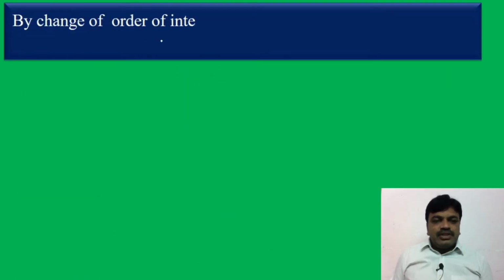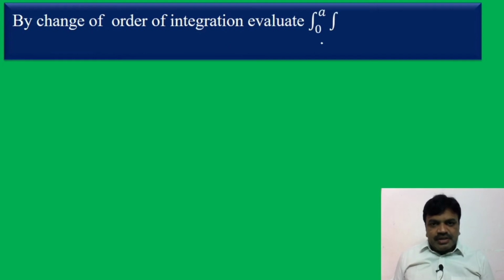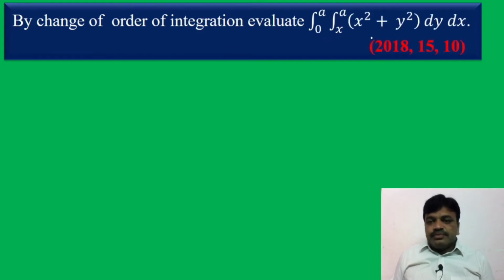By change of order of integration, evaluate integral 0 to a, integral x to a, x square plus y square dy dx. See friends, here 18, 15 and 10. So 3 years, friends. This is a previous question and important sum.